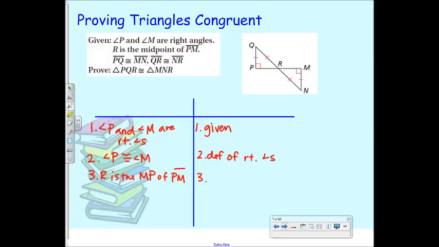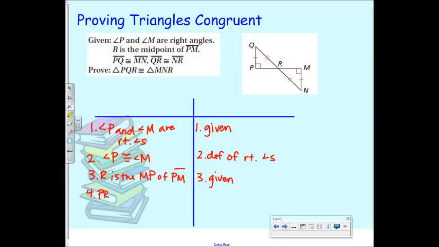If R is a midpoint, what does that tell me? If R is a midpoint, then what does that tell me about PR and RM? It's a straight line, okay. But if R is a midpoint, what more does that tell me about these two pieces? They must be equal. So I can say that PR is congruent to RM.